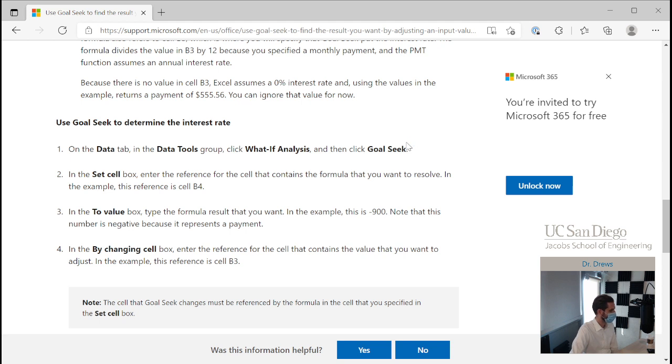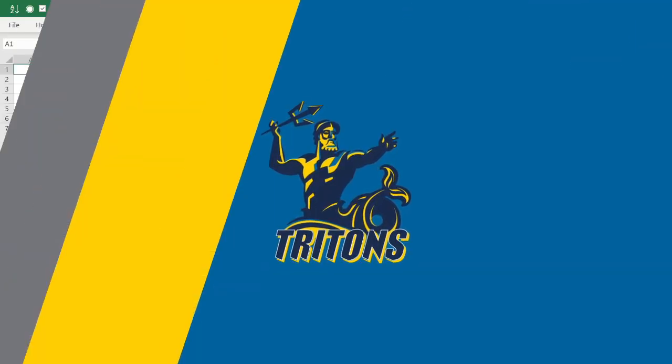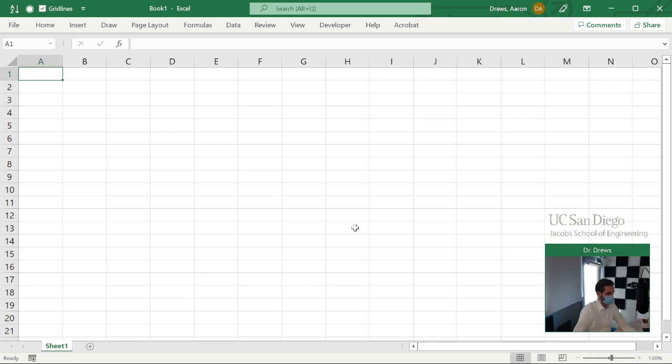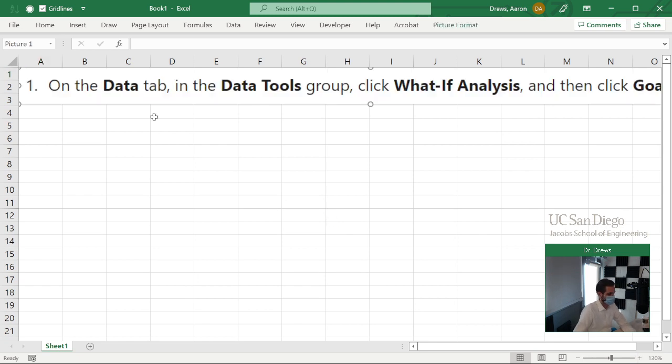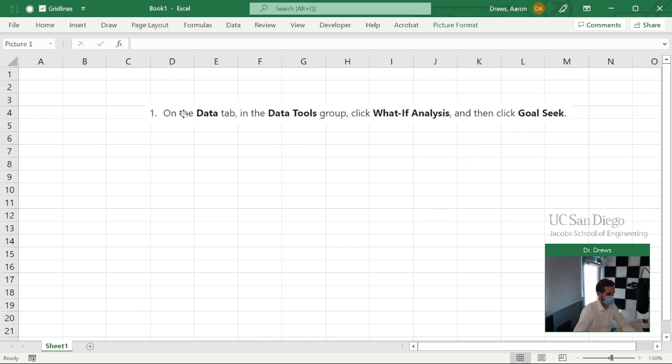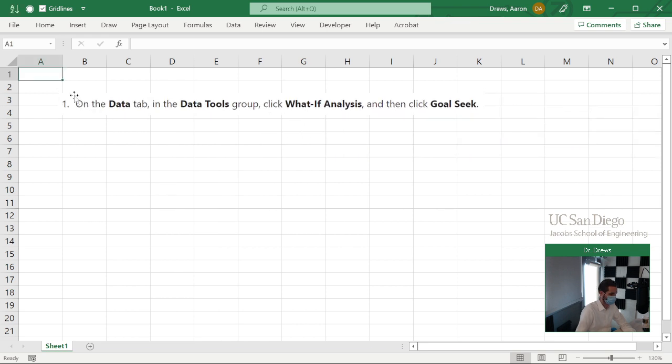So I'm going to switch back over to Excel and we'll take a couple of notes and then solve some problems. Zoom in a little bit so that you can see this. So this is how to get goal seek.